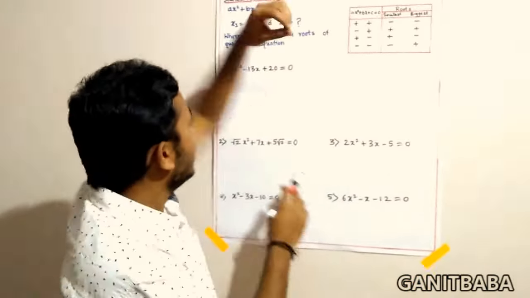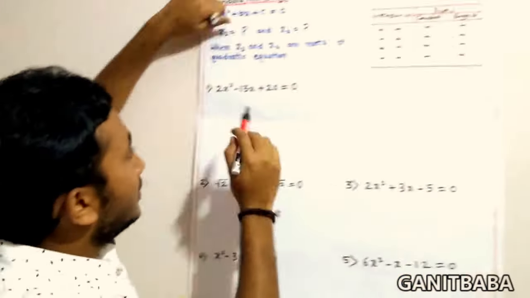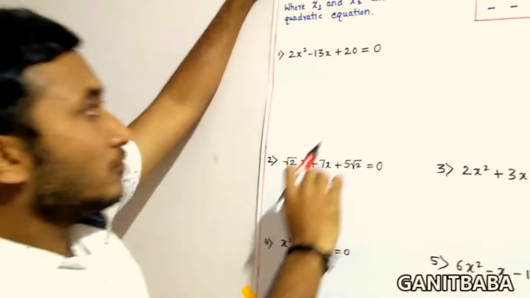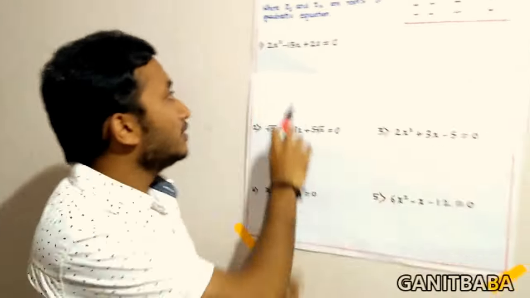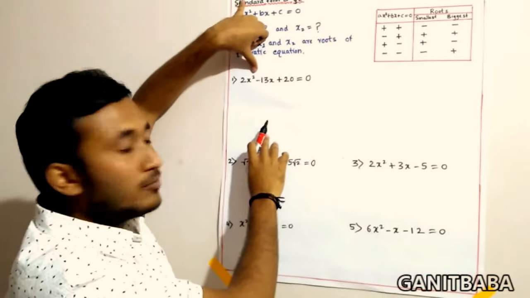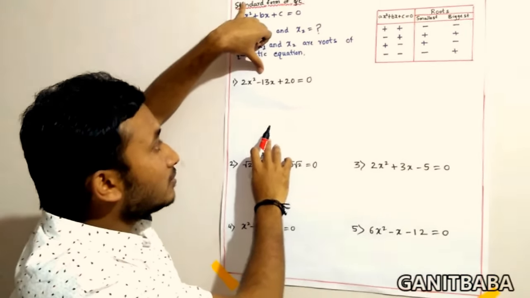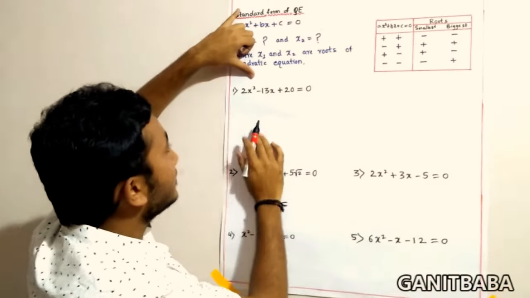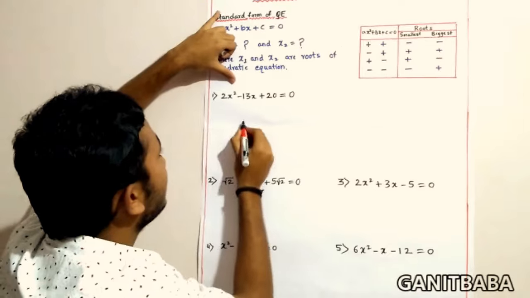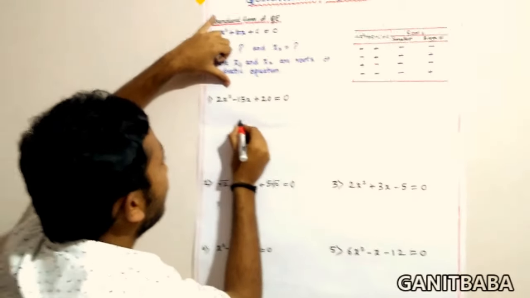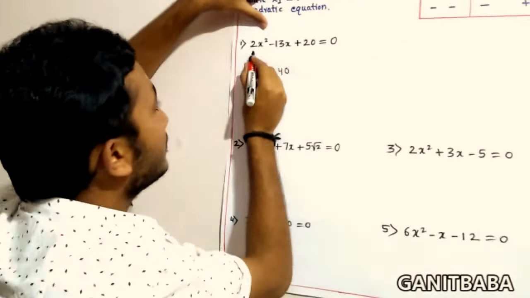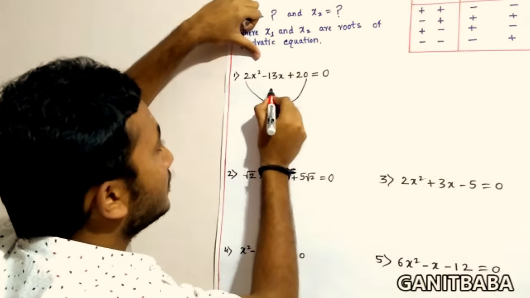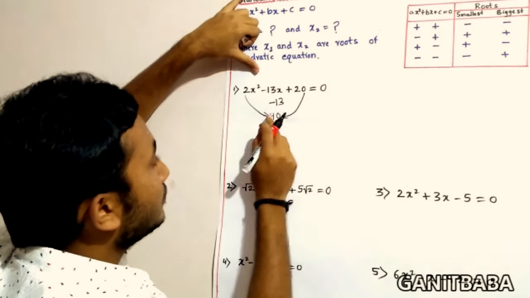So here I took one problem, that is 2x square minus 13x plus 20 equal to 0. So first I will solve this using traditional method, and later we will see quicker method. So you will find the difference. So first we will go by traditional method, that is 2 into 20 is 40. And here b is minus 13.